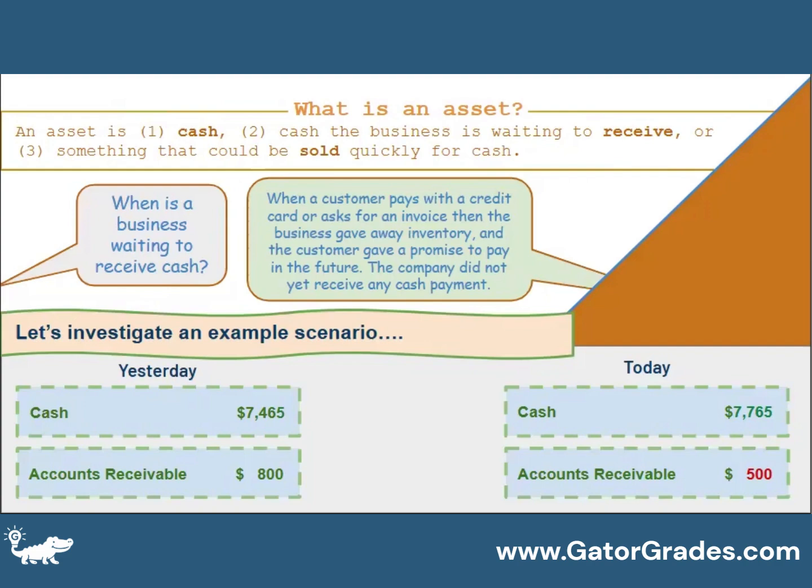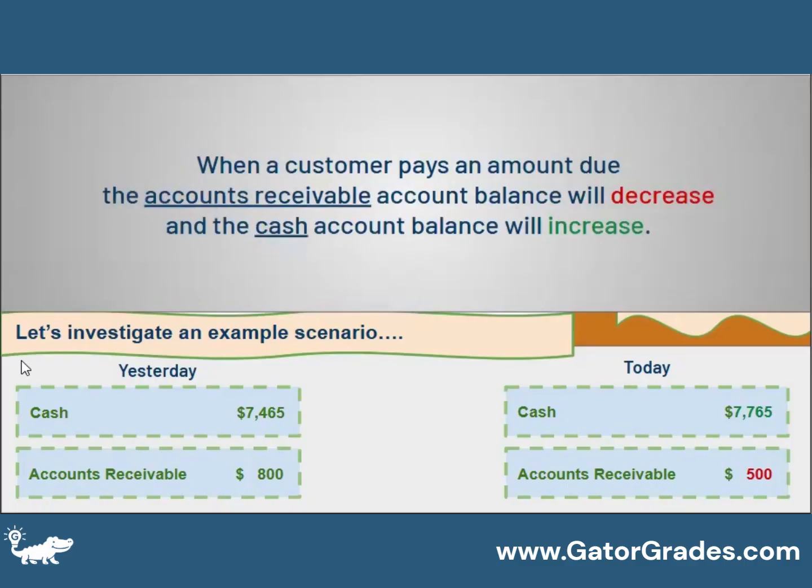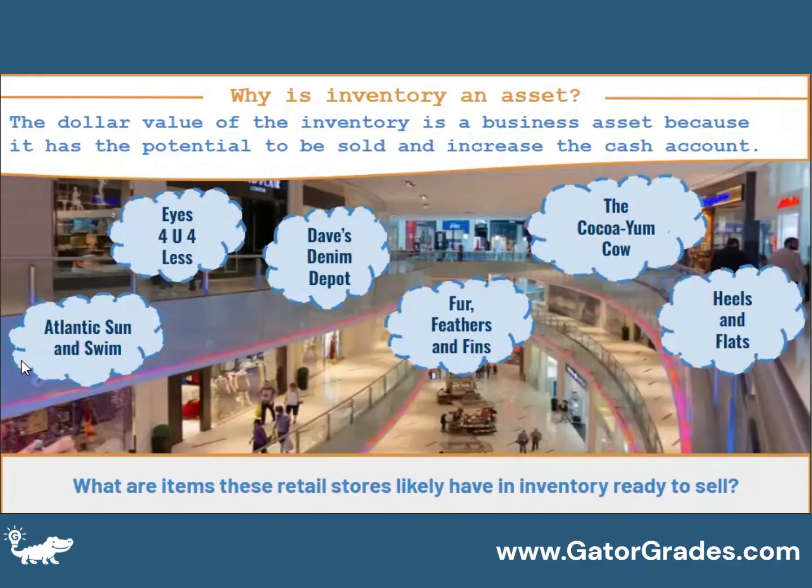This indicates to us that the business received the payment of $300 today and therefore the accounts receivable balance decreased because it no longer is waiting the $300 from the customer as it was yesterday. And it was deposited in the cash account, giving us an increase of $300. In summary, by looking at the change in the cash and accounts receivable accounts from yesterday to today, it would be fair to assume the payments received that were accounts receivable were received and equal to $300. When a customer pays an amount due, the accounts receivable balance will decrease and the cash account balance will increase.